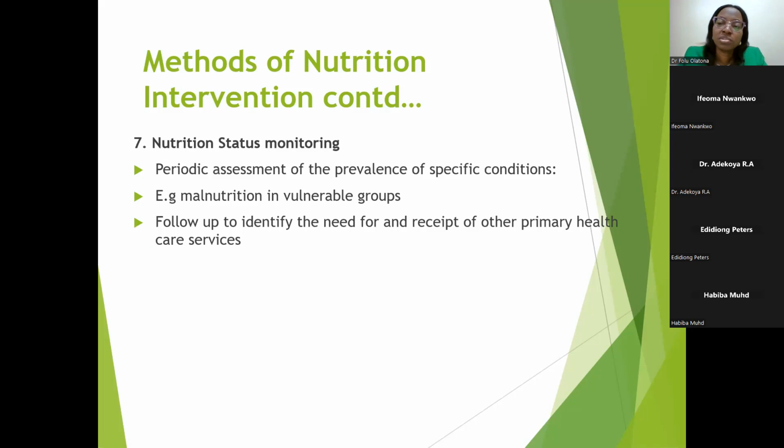So we need to keep monitoring the nutritional status. Remember that when we establish a program, any community program, we get the baseline, then we make sure we continue to monitor during the program, and at the end, there will be evaluation. So that periodic assessment is very important. So if it's anemia, you keep assessing, monitoring the current state of hemoglobin or PCV. PCV is packed cell volume. Follow up to identify the need for and receipt of other primary healthcare services.